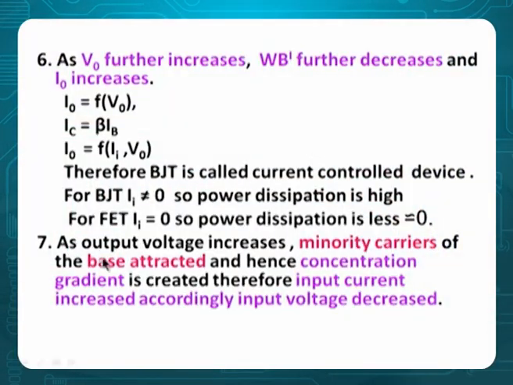Then the seventh point, as output voltage increases, minority carriers of the base are attracted. For example, when you increase output voltage, because of reverse bias, the minority carriers of the base, meaning electrons, get attracted. When they get attracted, the base empties itself. Therefore, a new concentration gradient is created between emitter and base. You know what happens? Current increases. When the current is increasing, that means opposition is decreasing. Therefore, input voltage gets decreased.